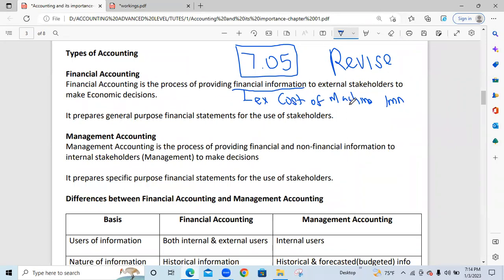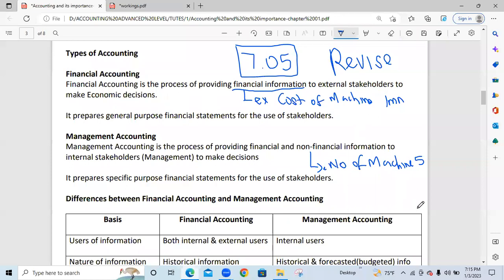There are 2 types of information: financial and non-financial. Financial information is where you can measure in terms of money. Non-financial is where you cannot measure in terms of money. For example, in this business there are 5 machines, and the number of employees is 20. It's non-financial, not measured in terms of money.